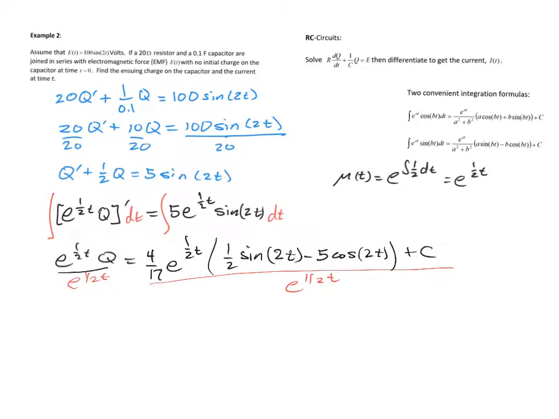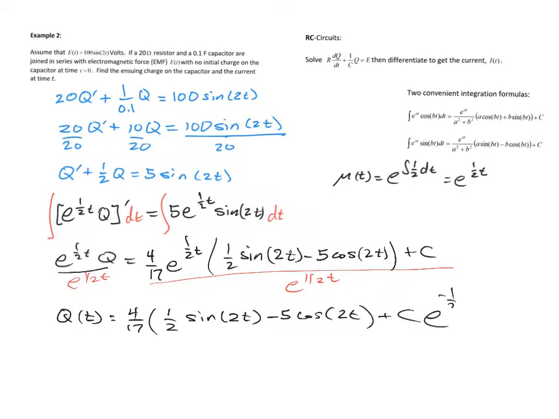And that's going to give us our Q of t, which is 4/17 times 1/2 sine of 2t minus 5 cosine of 2t plus c times e to the negative 1/2 t. Again, there's no charge, so Q of 0 is equal to 0. So that's equal to, evaluating this, we get negative 20 over 17 plus c, and again that makes a 0. So c is 20 over 17.